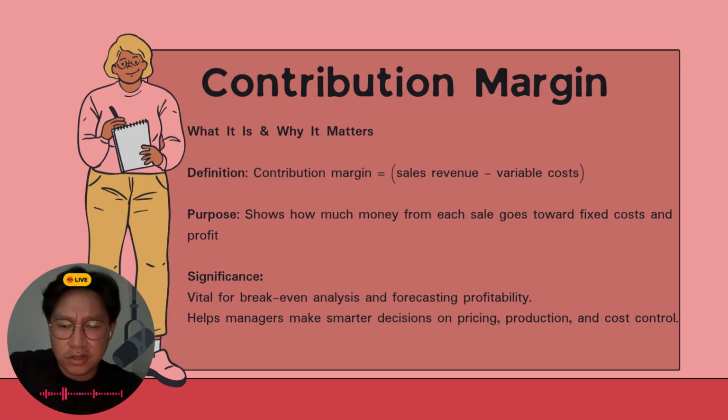Why is this important? Because it lets us calculate break-even points and show how profit changes when we adjust prices or sales volumes. It's a powerful tool for managers to test different scenarios, set prices smartly, and plan production efficiently. Having clear insights into contribution margin strengthens decision making and drives sustainable profitability.